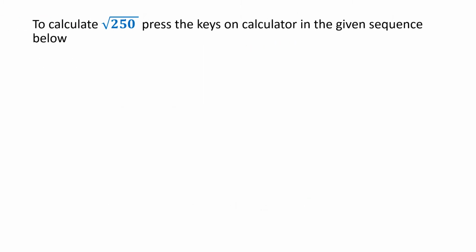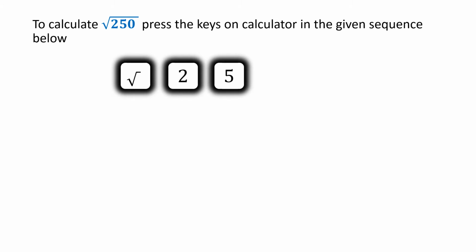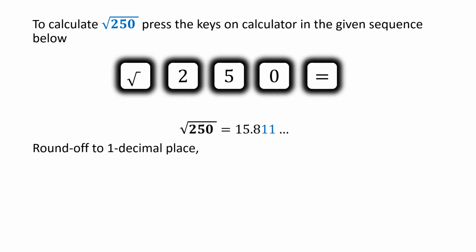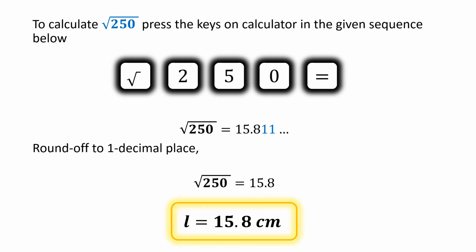To calculate the square root of 250, press the keys on the calculator in the given sequence below. Square root, 2, 5, 0, equals. Now round off to 1 decimal place. So, the length of one side of the square frame is 15.8 centimeters.